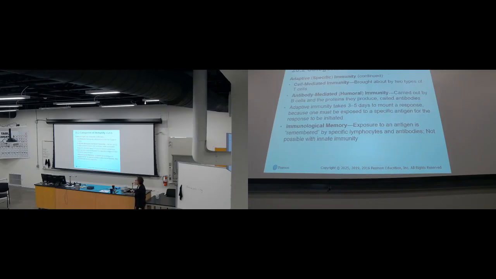So for adaptive immunity, we have a subdivision, the one that we develop. We have cell-mediated immunity and antibody-mediated immunity. Antibody-mediated immunity is also known as humoral. Cell-mediated immunity is given by T cells. Humoral-mediated is given by B cells.